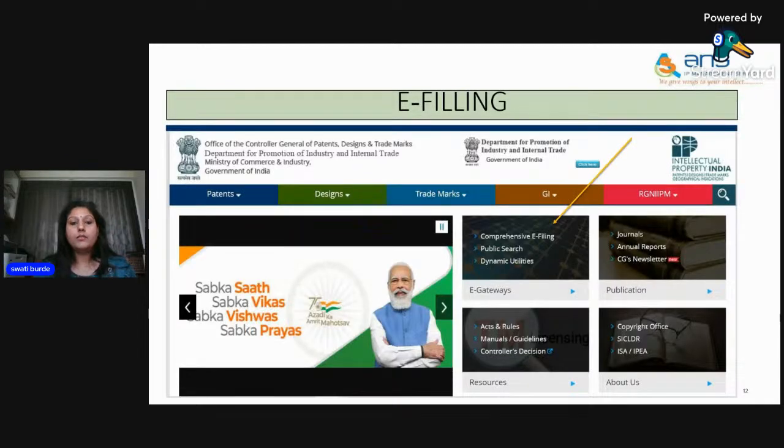So this is the Indian patent website, and here we can see comprehensive e-filing. This is the e-filing portal for patents. Of course, in this you have to register, and individually also I think you can register, but usually patent agents have the rights to register, and they have all the knowledge about how to file a patent, so it is better to go with a patent agent rather than individual.